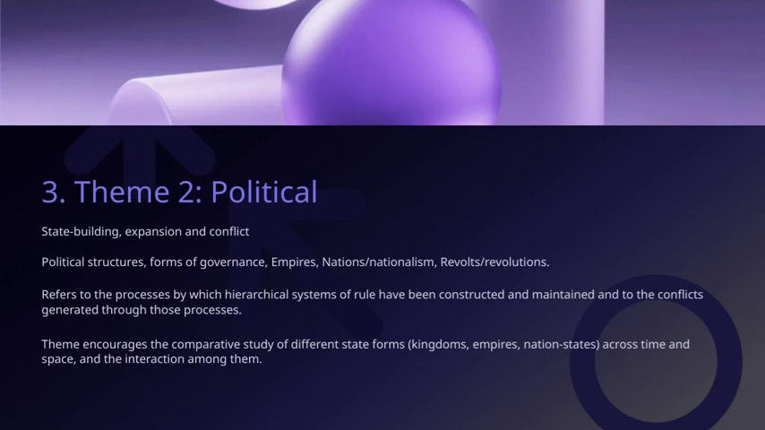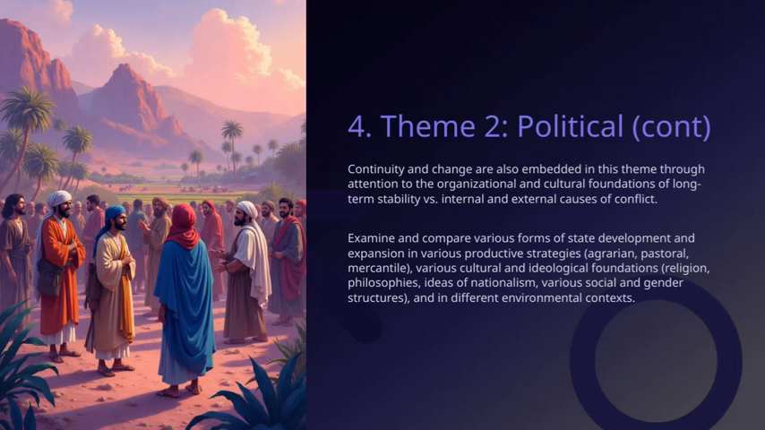identity. Let's take a closer look at how different societies have developed and expanded over time through various productive strategies. For example, some civilizations focused on agriculture, building complex agrarian systems to sustain large populations. Others relied on pastoralism, herding animals across vast territories, which shaped their social and economic structures. Then there are mercantile economies, where trade and commerce played a central role in expansion and wealth accumulation.